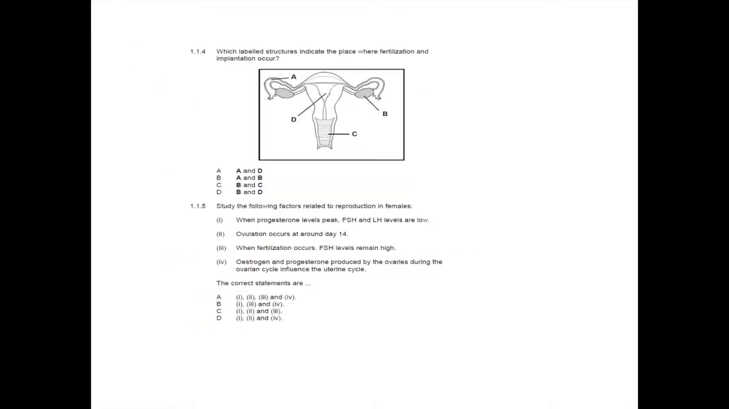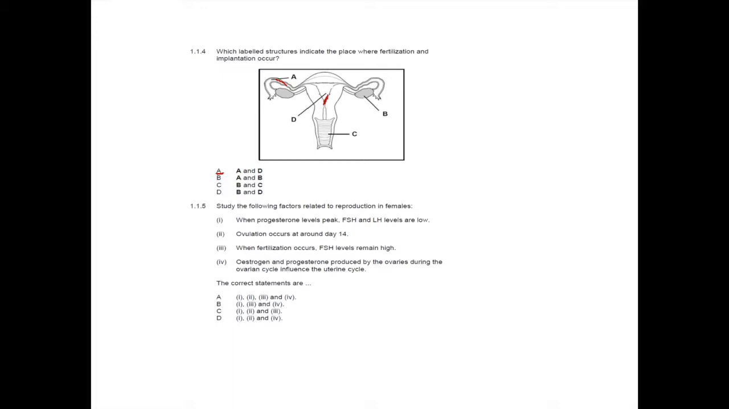Right. 1.1.4. Which labelled structure indicates the place where fertilization and implantation take place? Right. So we know fertilization can take place here and implantation here. So those letters are A and D, and so your answer would be A.